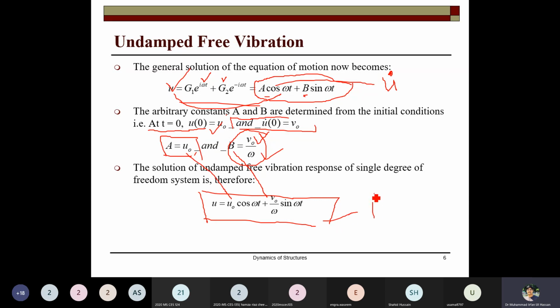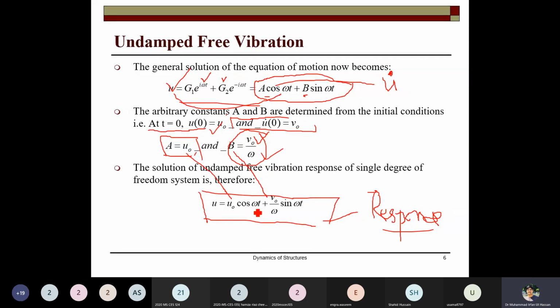In the dynamics classes, we have to study the response of all the systems, and this is called the free vibration response. So you have to save this formula, and you can apply it to find out the response of free vibration. This response u(t) is equal to U naught cos omega T plus V naught over omega sine omega T.